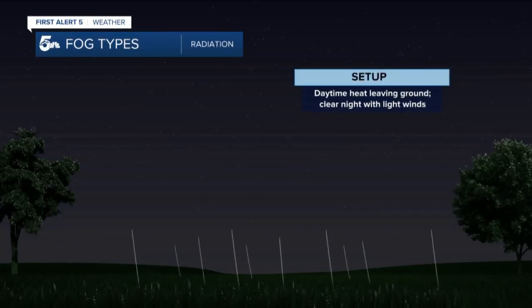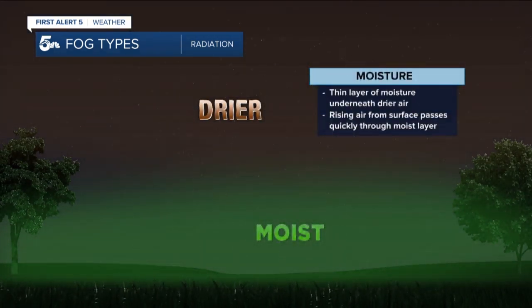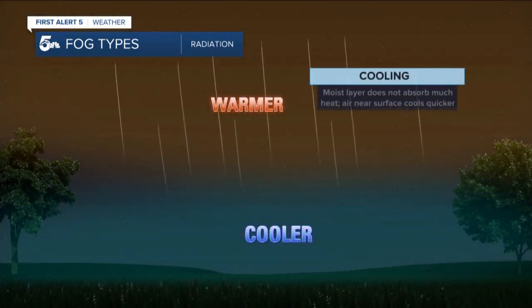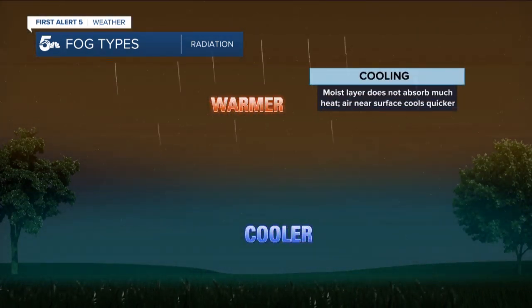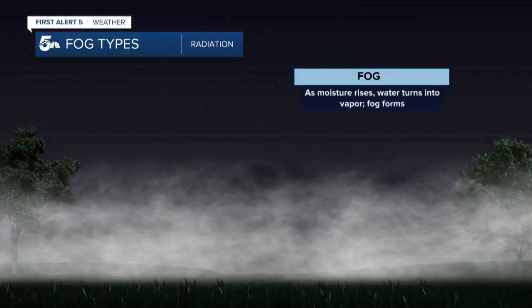Another type is radiation fog. On a calm, clear night, heat from the day will leave the ground and escape into the atmosphere. There will also be moisture near the surface, which can happen after it rains or snows. The air temperature near the surface will cool until it matches the dew point. The air is then saturated, forming fog.